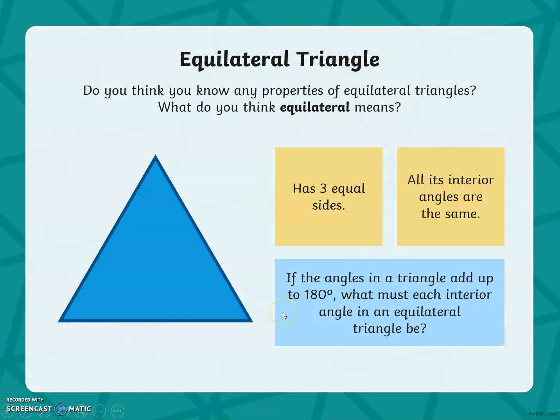And if the angles in a triangle add up to 180 degrees, what must each interior angle in an equilateral triangle be? How should we work that out? Well, if we know that the angles all add up to 180 degrees and there are three angles, have a think about it for a moment. How do you think you would find out what the answer might be? Of course, you would divide 180 by 3 and you would get 60 degrees. So each of these angles measures 60 degrees. If you want, make sure you pause the video as you're going along, because you don't want to hear the answer before you've already thought of it.